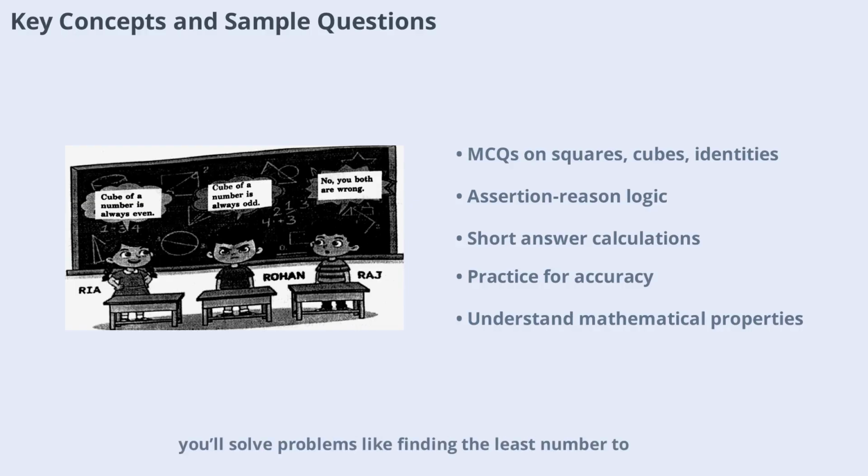In Section B, you'll solve problems like finding the least number to divide or multiply to get a perfect square or cube, or simplifying expressions using algebraic identities. These questions test both your calculation skills and your understanding of mathematical properties. Practicing these types of questions will help you build confidence and accuracy.